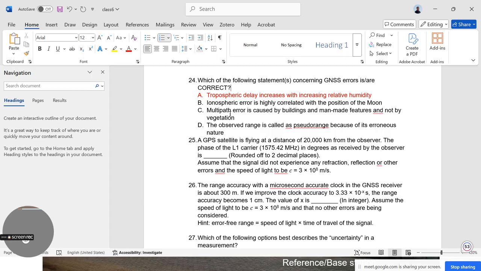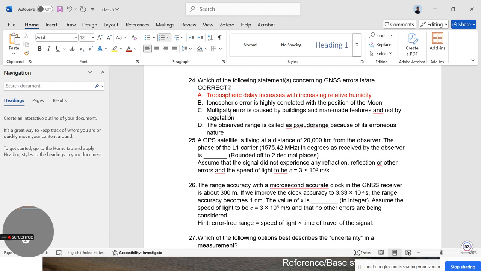True. So okay, why, if there is a big tree, will it cause the multipath error or not? If you are doing a survey in a jungle, there are lots of trees and, let's say, a dense forest. It will create a problem obviously because it will obstruct the signals. Because of that, we can say that multipath error is because of the environment, whatever object we have in the environment, whether it's natural or man-made. So it is because of buildings, man-made features, and also because of the vegetation as well. So option C is false.